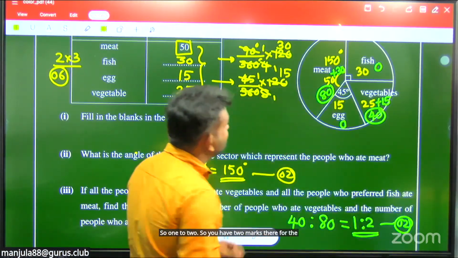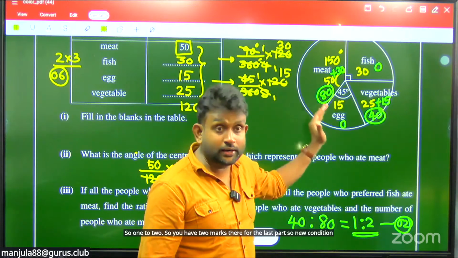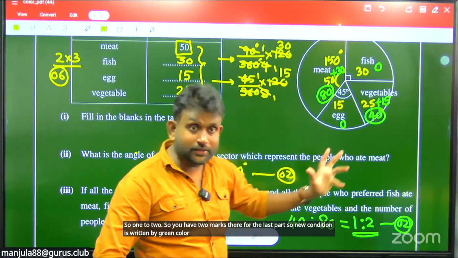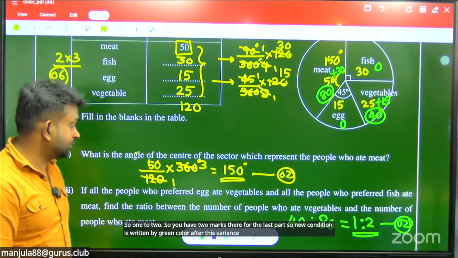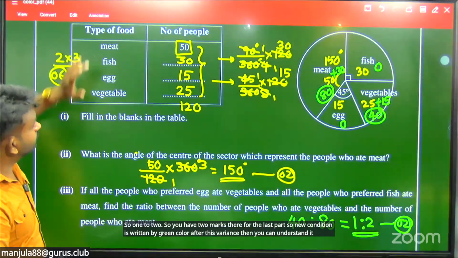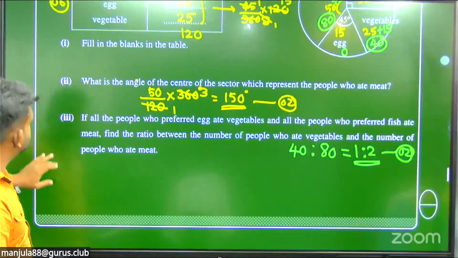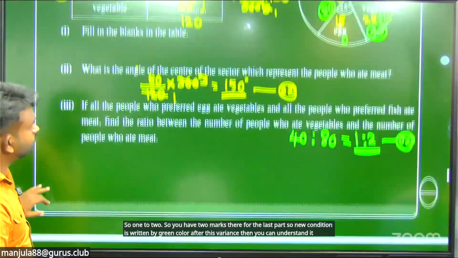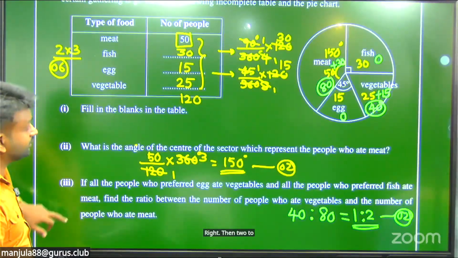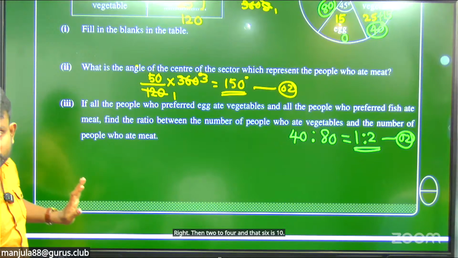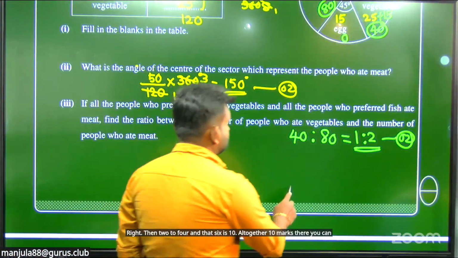So the new condition is written in green color after this variance. Then you can understand it. Right. Then 2 to 4, and that 6 is 10. Altogether 10 marks there. You can mark out of 10 how much the marks for this.